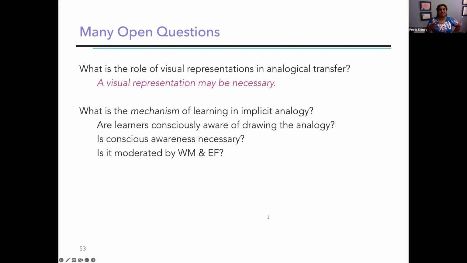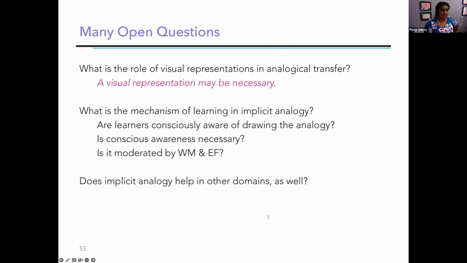So some of the questions we're asking are, are learners consciously aware of drawing the implicit analogy? That's certainly the story I'm telling you, but we have not yet measured in these studies whether they are aware, and whether that conscious awareness is necessary. Also, we're interested in whether this learning from implicit analogy is moderated by working memory and executive function in the same manner that it is for explicit analogy.